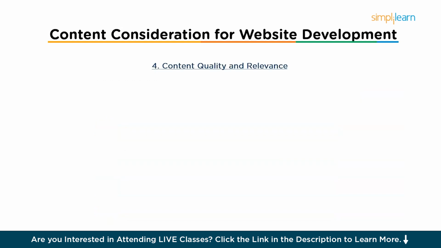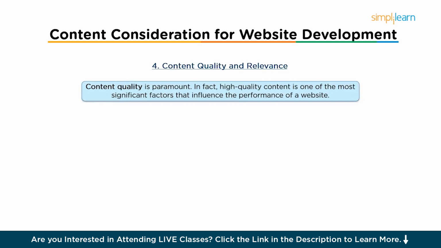The fourth factor is content quality and relevance. Content quality is paramount. In fact, high quality content is one of the most significant factors that influence the performance of the website. Poor quality content can turn users away and harm your website reputation, while high quality content keeps users engaged and builds trust. So there are some characteristics of quality content.